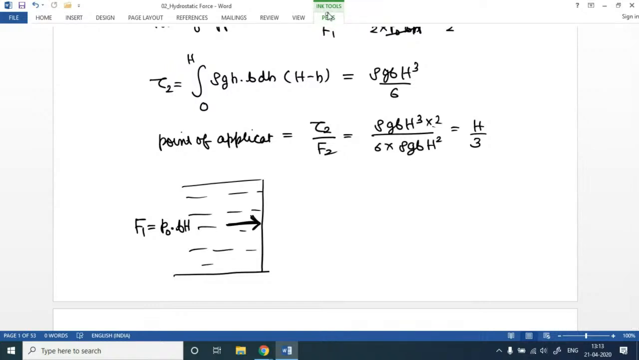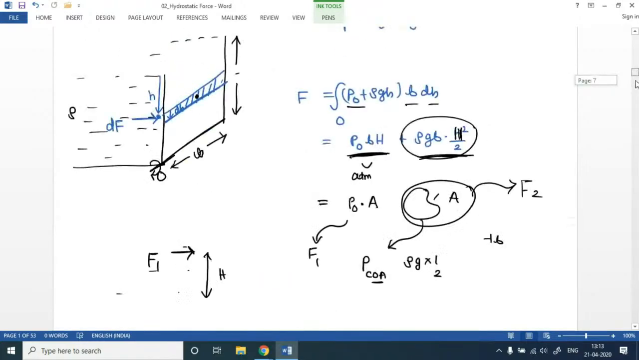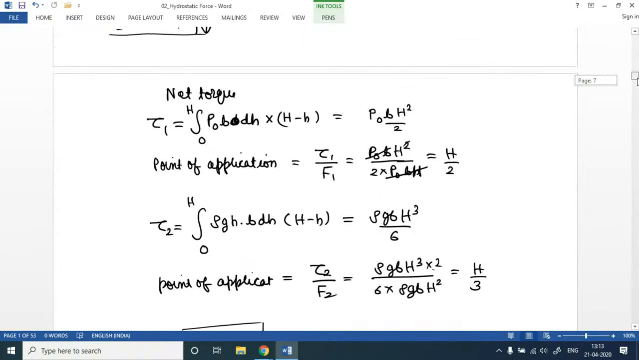And the another force, which was F2, you can say, this height is at H by 2, you can say. And this force, which is acting effectively at H by 3, the magnitude of this F2 is rho G B into H square by 2. So why I have done this type of calculation in this question, why I have treated these two forces separately, is going to be clear when we will be dealing with the next problem here.